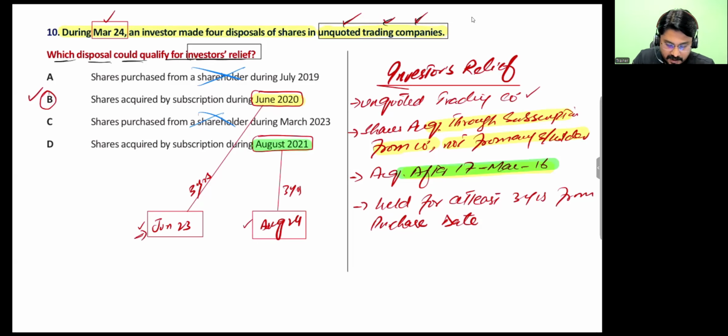But for option D, 3 years will complete on August 24 and you are disposing these shares before the completion of 3 years time period. So that's the reason option D is not the correct option. Hope this is now clear.